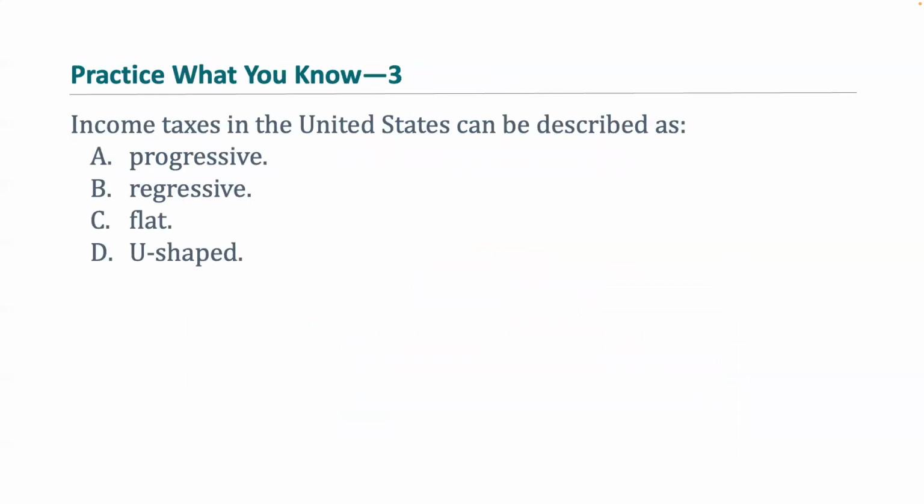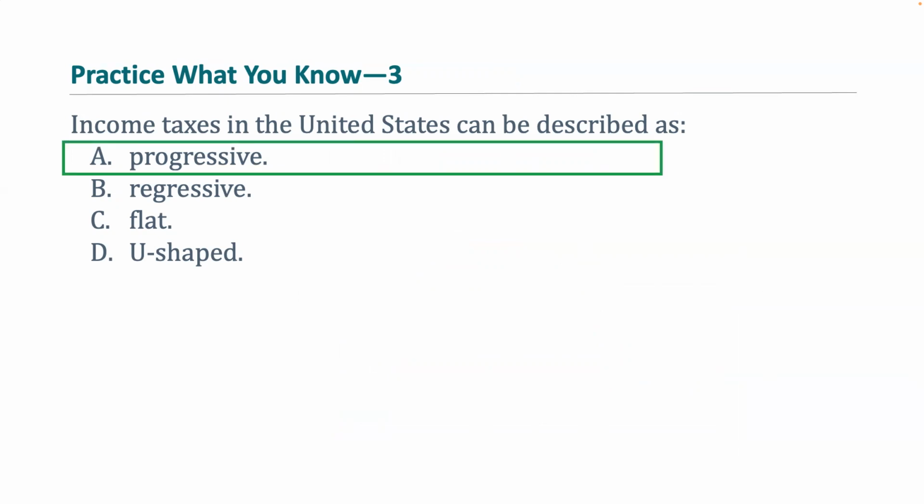We're going to wrap up this video with a practice what you know question. Income taxes in the US can be described as what? The correct answer here is progressive. Progressive taxation just means that higher incomes are charged higher tax rates. Your first few dollars are taxed little, if at all, but marginal dollars, or additional dollars that you earn at higher income levels, will be taxed at higher rates.